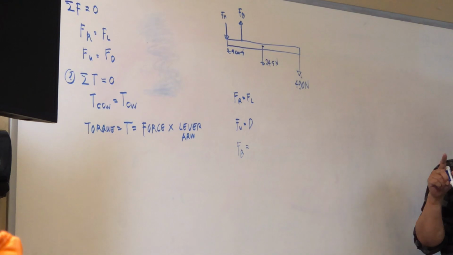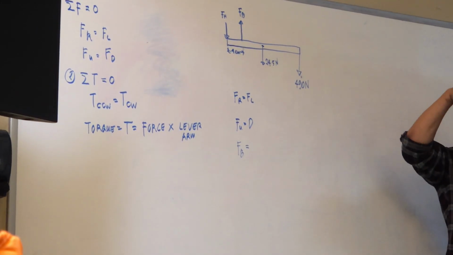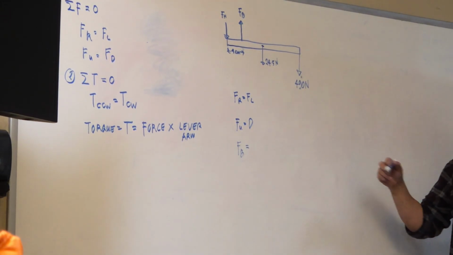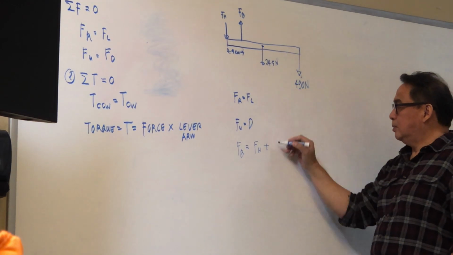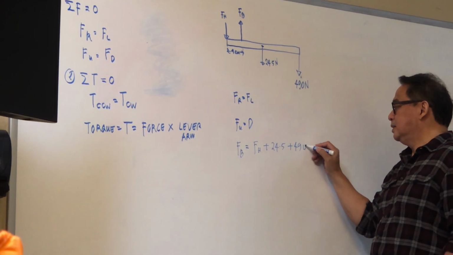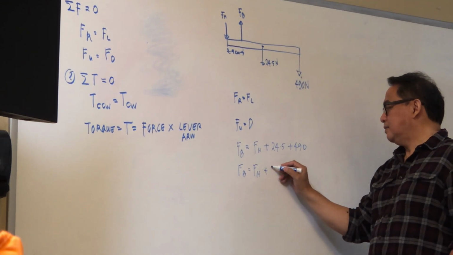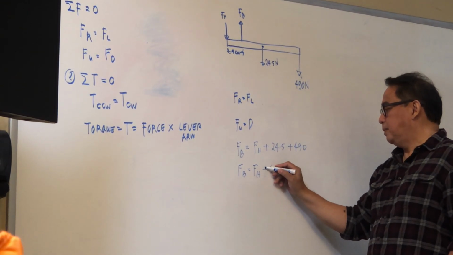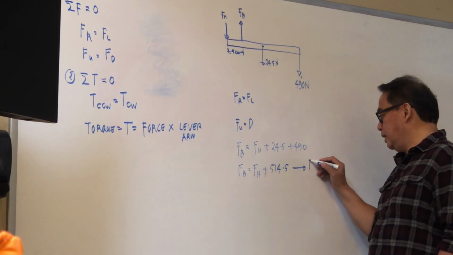What are the downward forces? The weight of the arm and the weight of the load. And also the FH. This FH is directly acting downward now. So this will be FH plus 24.5 plus 490. So FB is equal to FH plus 514.5. This is equation 1.